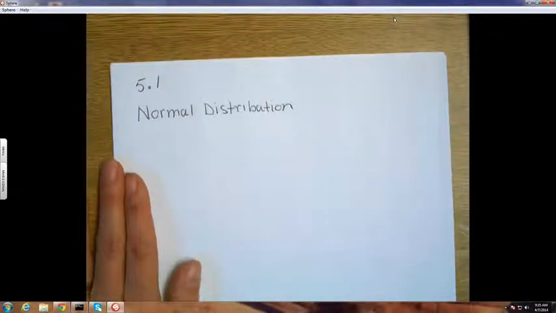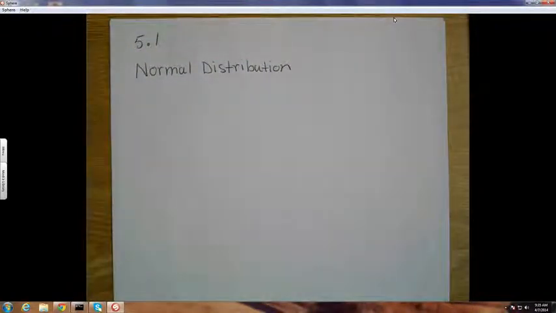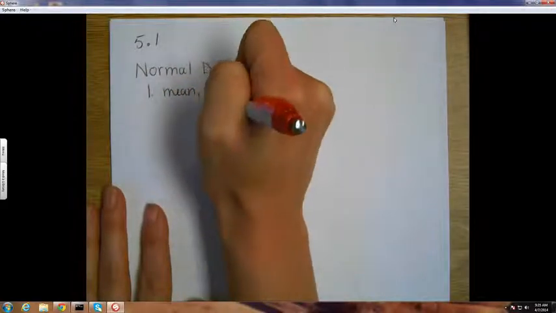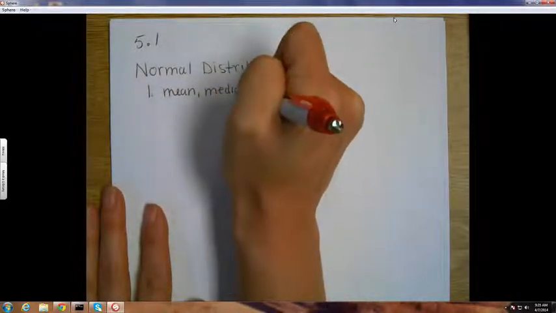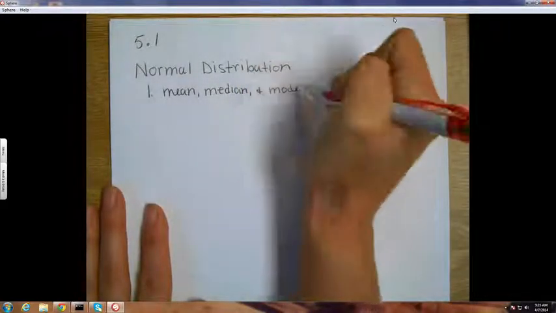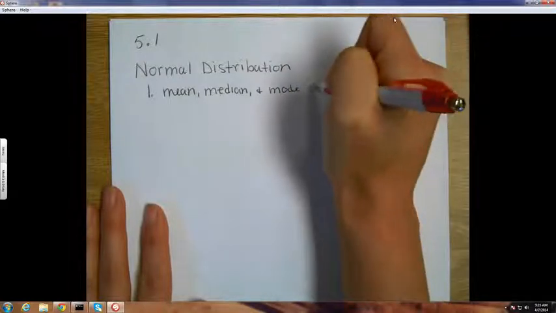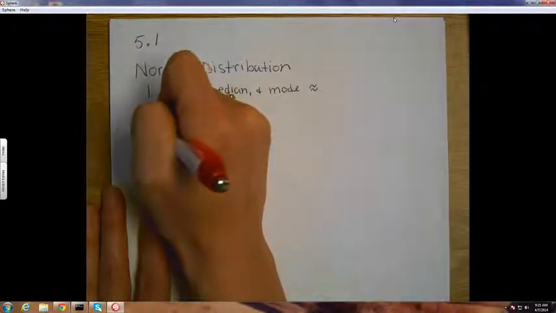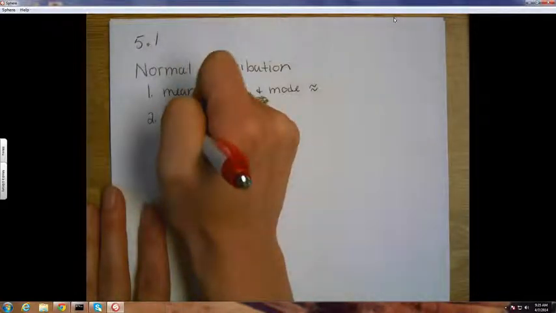Okay, normal distribution. The whole rest of the semester is all about data that's normally distributed. And what does it mean to be normally distributed? Not abnormal. The mean, median, and mode are all approximately the same, approximately equal, which makes the graph symmetrical.